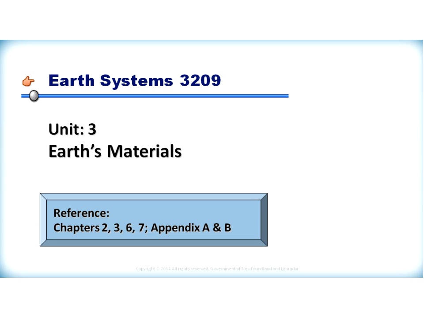Systems 3209, Unit 3, Earth's Materials. References can be found in the chapter text in chapters 2, 3, 6, 7, and also in the curriculum guide in Appendix A and Appendix B.